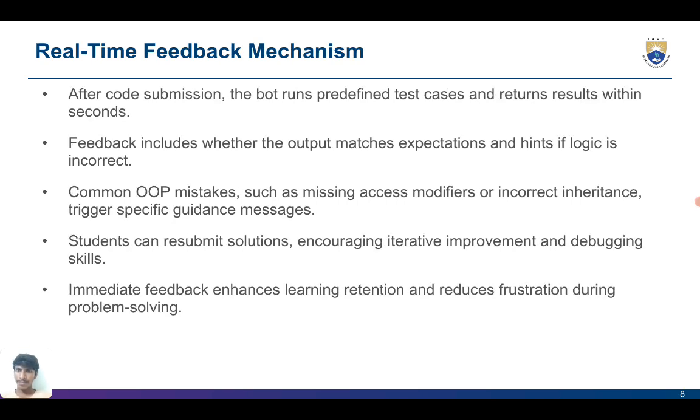Real-time feedback mechanism. After code submission, the bot runs predefined test cases and returns results within seconds. Feedback includes whether the output matches expectations and hints if logic is incorrect. Common OOP mistakes such as missing access modifiers or incorrect inheritance trigger specific guidance messages. Students can resubmit solutions, encouraging iterative improvement and skill development. Immediate feedback enhances learning, retention, and reduces frustration during problem solving.